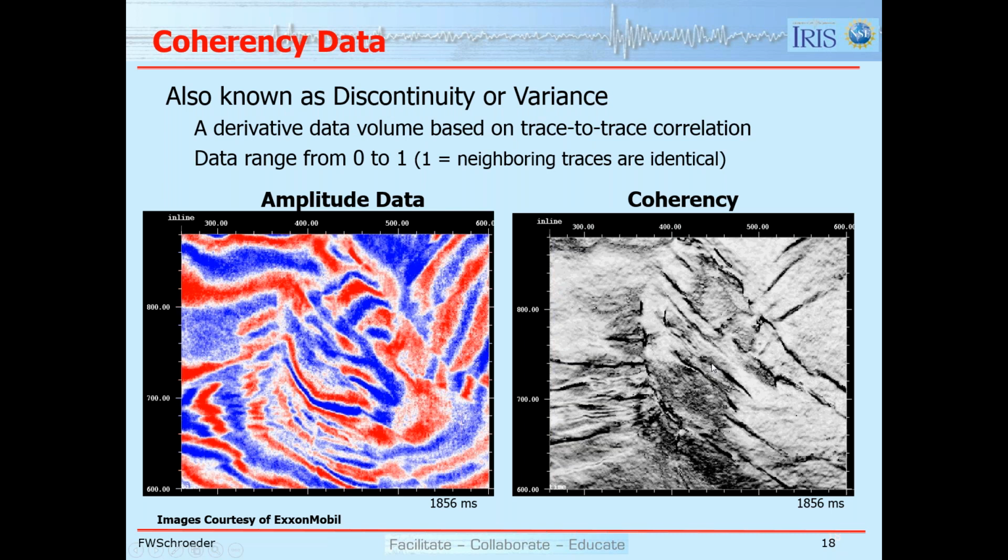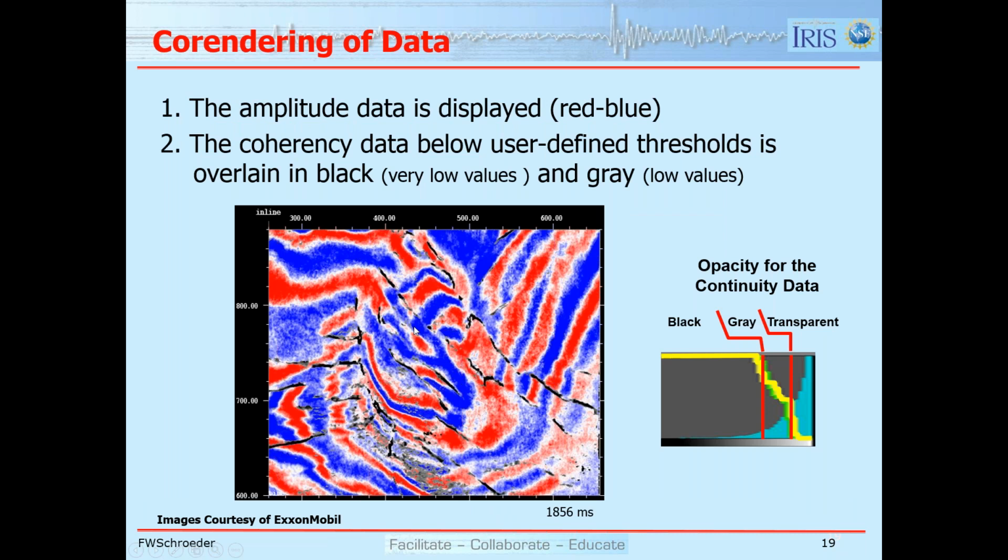We can also use a method of co-rendering to combine the amplitude data with the coherency data. And that's what I show here. It's as if on my computer screen, I first drew on the red, white, and blue reflection amplitude data, and then superimposed upon that the coherency data. But if the coherency is high, say 0.85 or higher, it's totally transparent. And then as the coherency number goes down, maybe to 0.7, it goes into shades of light gray to dark gray to black. And so now I see the black lineations indicating significant changes in the cross correlation, or the coherency. And where the cross correlation is high, the traces are similar, it's not likely that they're fault offset, I see the red, white, and blue amplitude data.